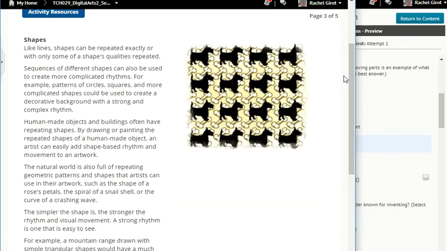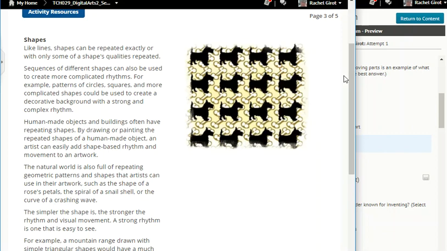Shapes. Like lines, shapes can be repeated exactly or with only some of a shape's qualities repeated. Sequences of different shapes can also be used to create more complicated rhythms. For example, patterns of circles, squares, and more complicated shapes could be used to create a decorative background with a strong and complex rhythm. Human-made objects and buildings often have repeating shapes.